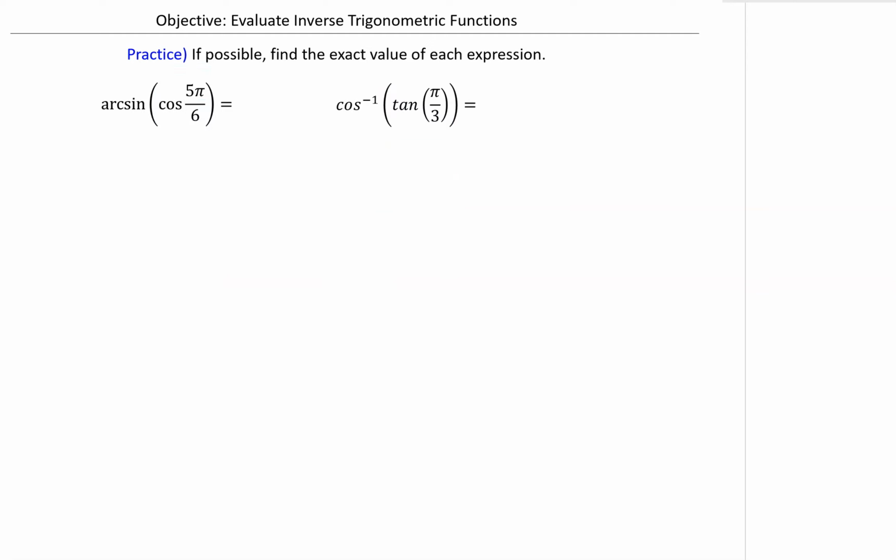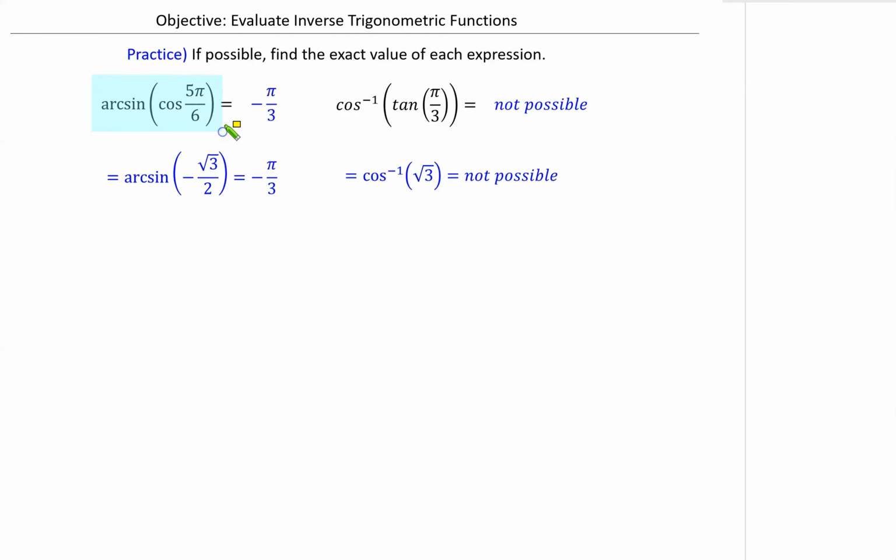A couple more practice problems here. So again, pause your video, do them both, and we'll take a look at the results of both. All right, let's take a look. So here for the first one, we would do cosine of 5 pi 6 first.